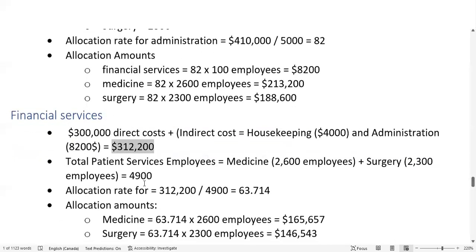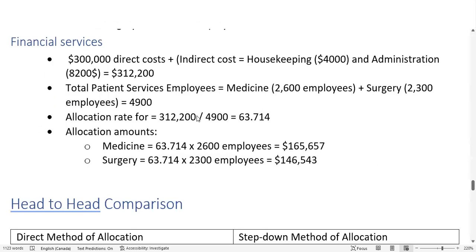We can also, similarly, the cost driver for financial services is the number of employees. And because this is the lowest step, we do not need to include any other support services here, but we only calculate for the patient support services, medicine and surgery. So the total patient service employees is, in this case, 4,900. We can now calculate the allocation rate, which is 312,200 divided by 4,900. It gives us an allocation rate of 63.714.